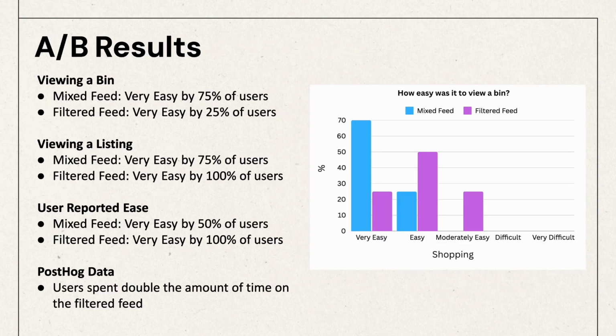Again, users found expanding a bin in the filter feed to be more difficult. However, viewing a listing and exploring their feed was slightly easier. The post-hoc data shows that it took users a longer time to complete their task on the Explore feed, and in-person testing confirmed this fact. Since bins are a core feature of our app, the team decided to use the mixed feed in the MVP.